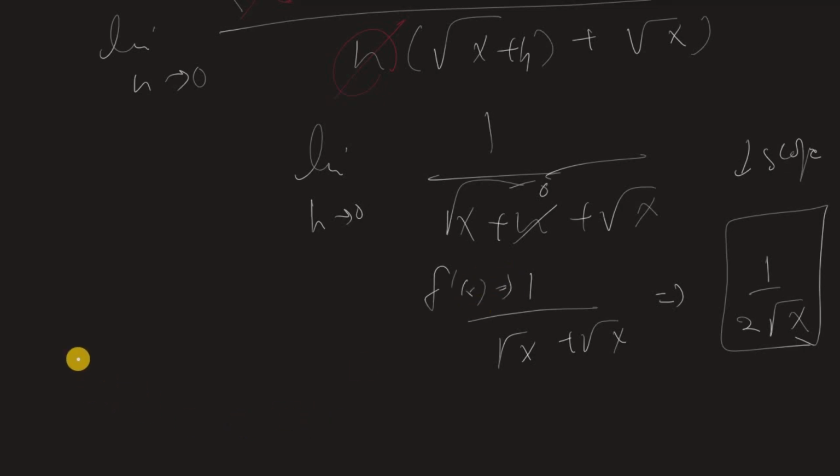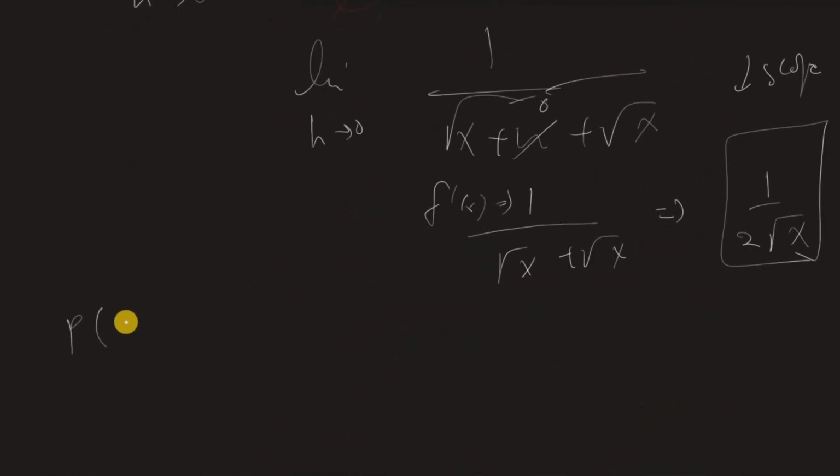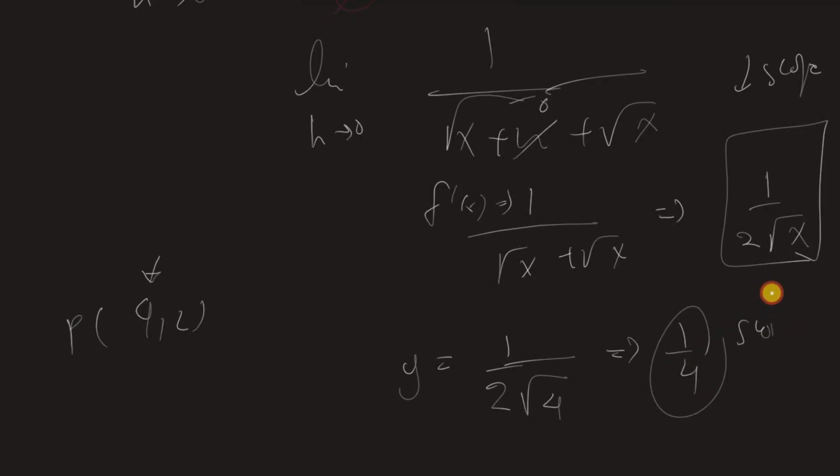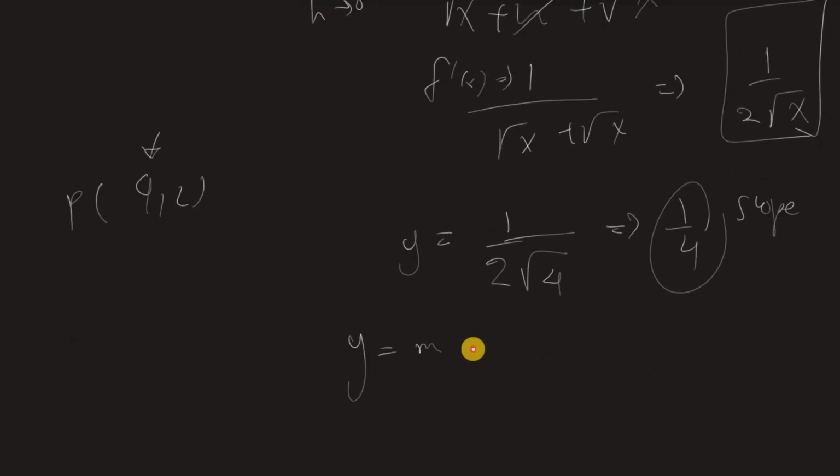Now to find the slope, we're simply going to plug in the point that was given to us. The point was 4 and 2, so 4 is the x value and 2 is the y value. For the x value, we plug in 4, so we get 1 over 4 as the slope.